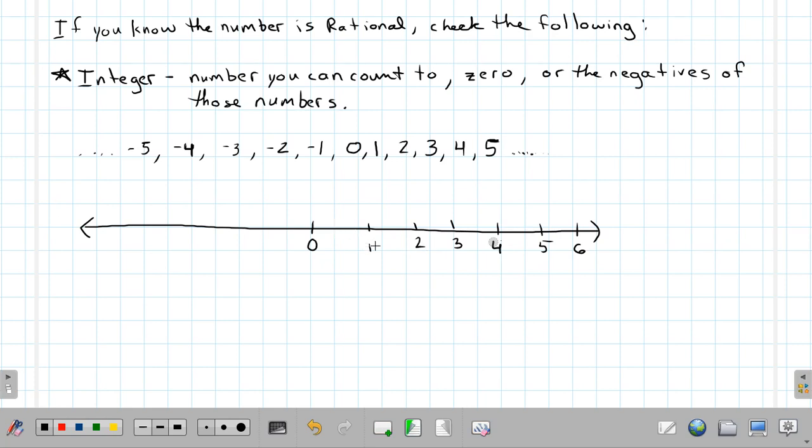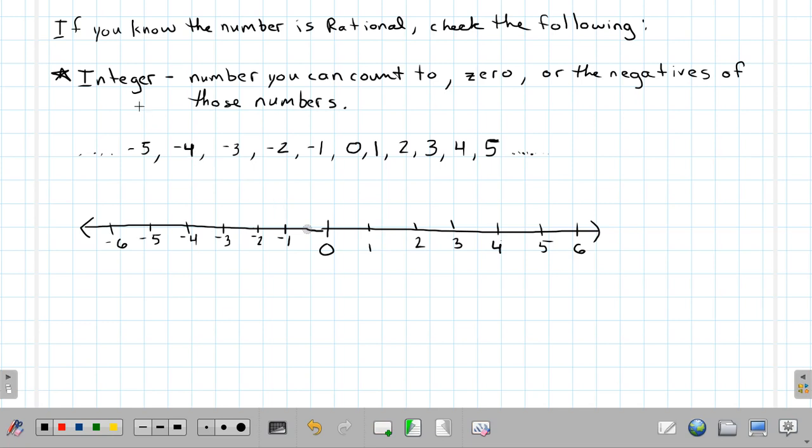Okay, so we have the positive numbers to the right, 1, 2, 3, 4, 5, 6. Well, we have the number 0, and then to the left we actually have the negative numbers. Negative 1, negative 2, negative 3, negative 4, negative 5, negative 6, and so on, okay? So you can actually go in the opposite direction and talk about the negative numbers, and those are actually also integers, okay?